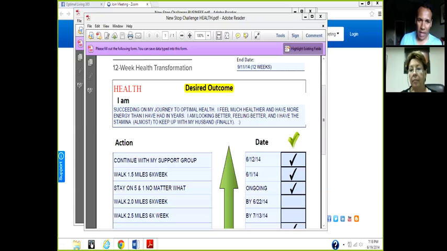And one of the things that I see on this is that you talked here about succeeding on your journey to optimal health. You feel much healthier and have more energy than you've had in years. I'm looking better, feeling better, and I have the stamina almost to keep up with my husband finally. Right. And then what I would encourage on this particular chart, to really give it the touch, the smell, the taste that it needs to bring your reality into play, would be a couple more specifics.